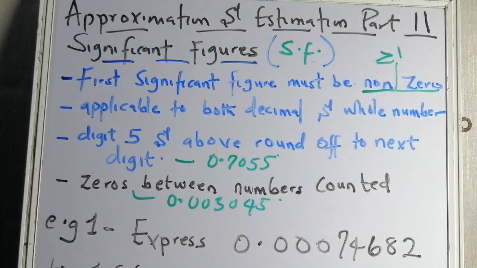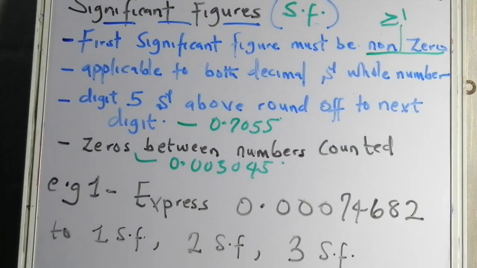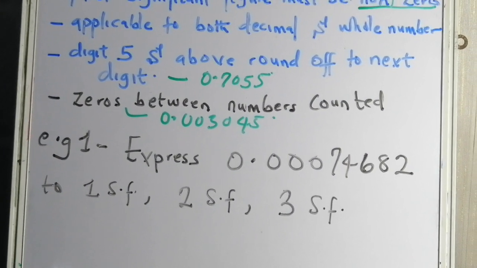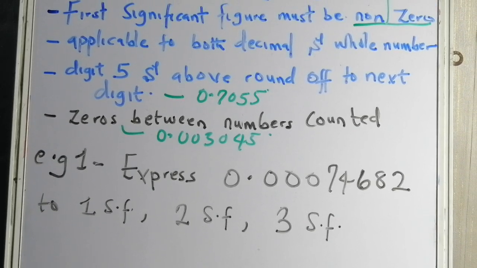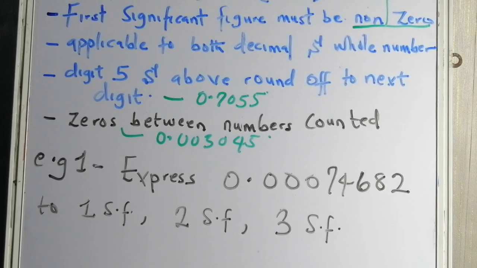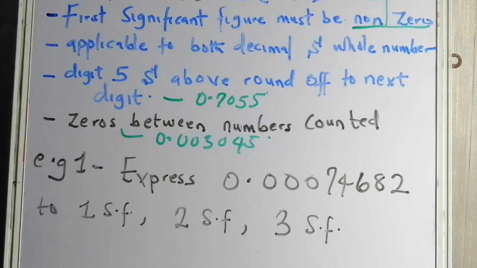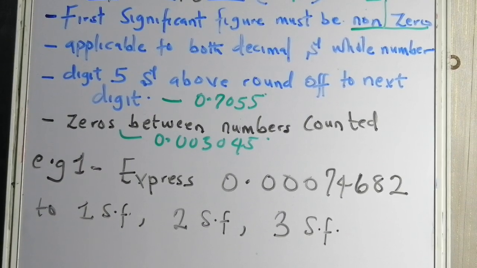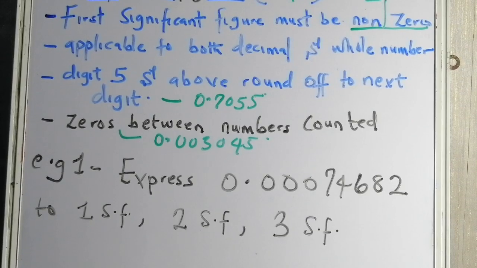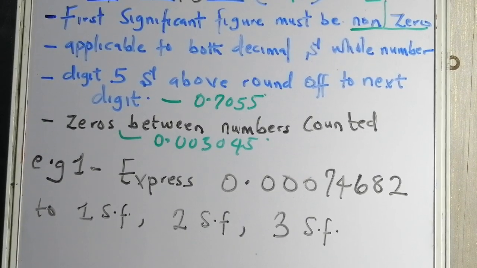So the first example that we'll touch base with is example 1. Express 0.000744682 to 1 significant figure, 2 significant figures, 3 significant figures. Look at the short form. I've told you the short form of significant figure is S.F. So now we are asked to approximate this to what?